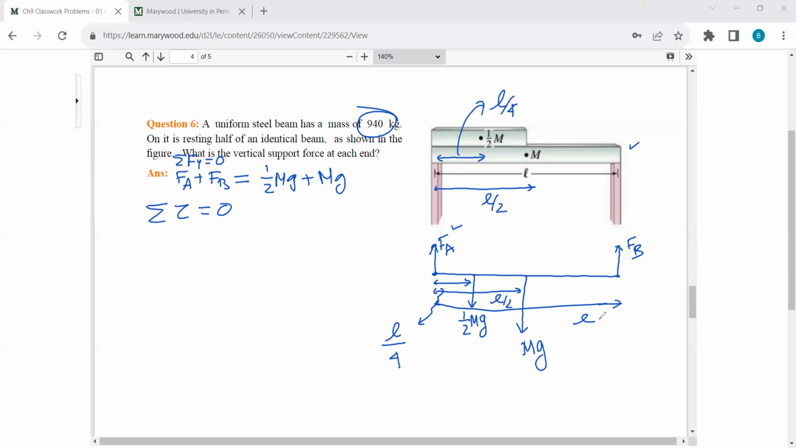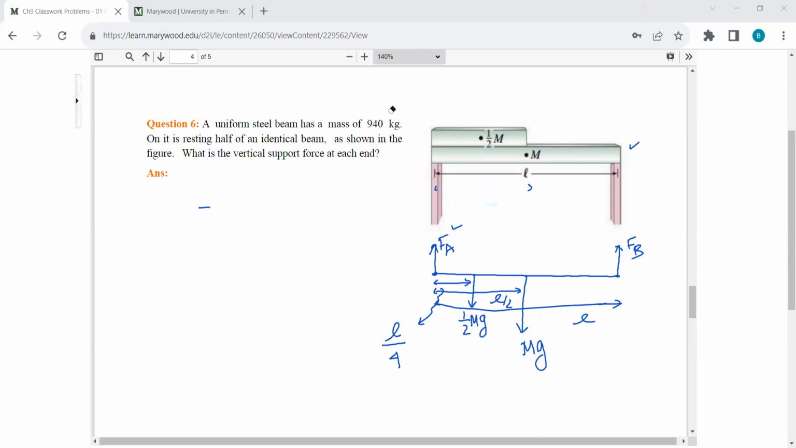So by using this, you can write the equation for tau equal to 0, and solve it for FA or FB, and then substitute the value of FA or FB, whatever you calculate, in this equation, and solve for the other force. So it's exactly the same. So try this, and if you have questions, let me know. And if you have confusion about how I solved it, please check my solution.